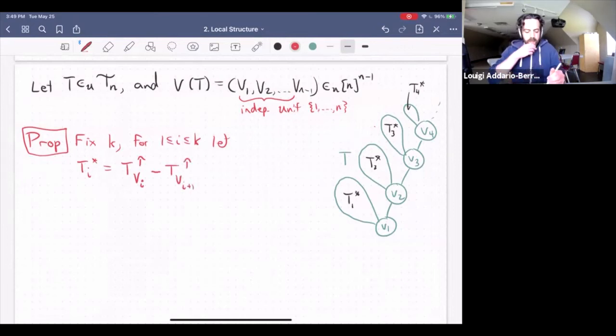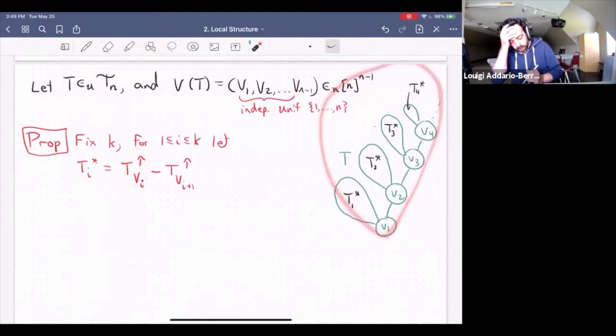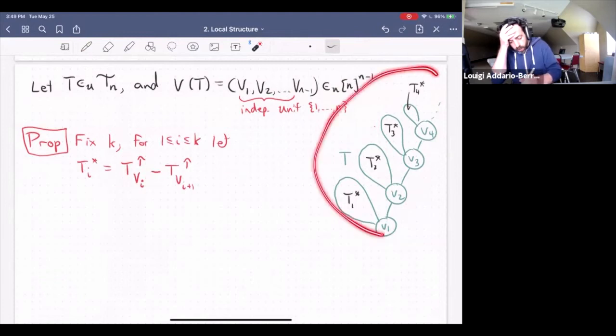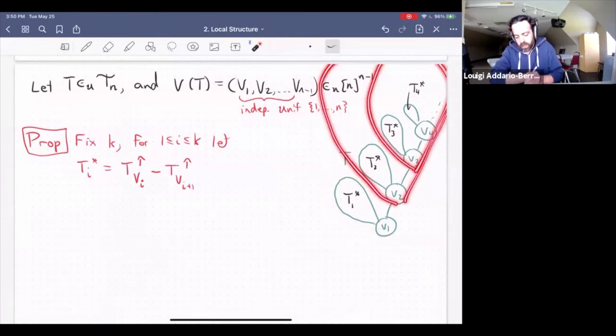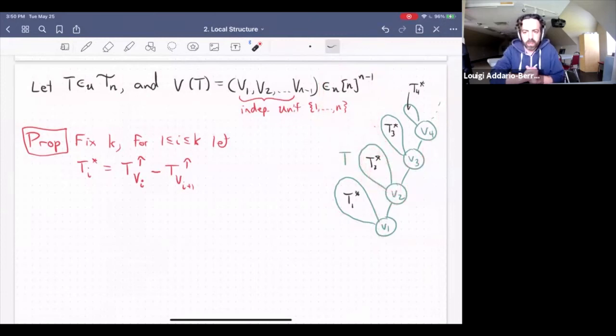Okay, so what does that mean? Right, so T_{V1} up arrow is just the whole tree, right? And I'm saying I want to take the whole tree and then take away everything that's a descendant of vertex 2. So that leaves me with the root and this subtree hanging off. Okay, and then T_{V2} will be the subtree rooted at V2 minus everything that's a descendant of V3. So that indeed gives me this sort of subtree hanging off here.